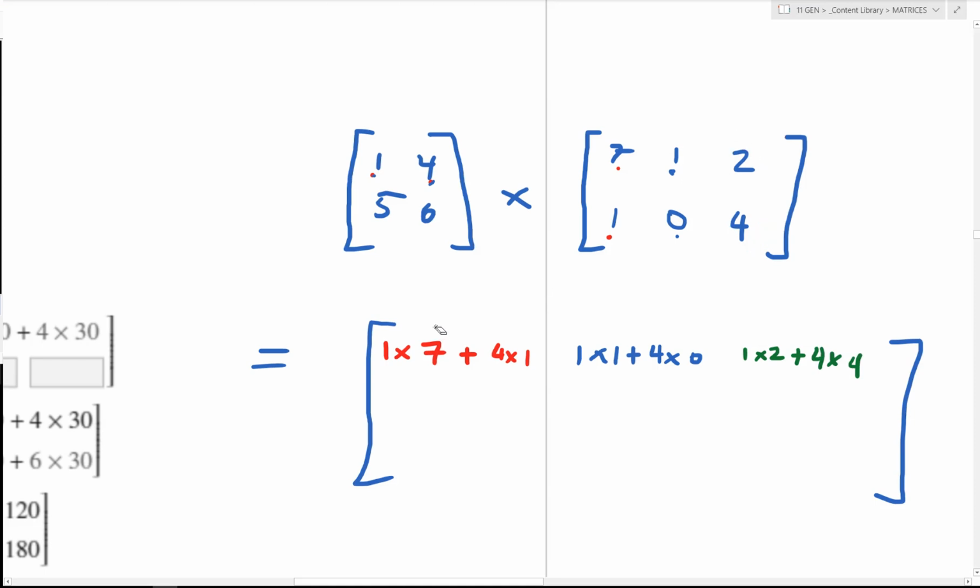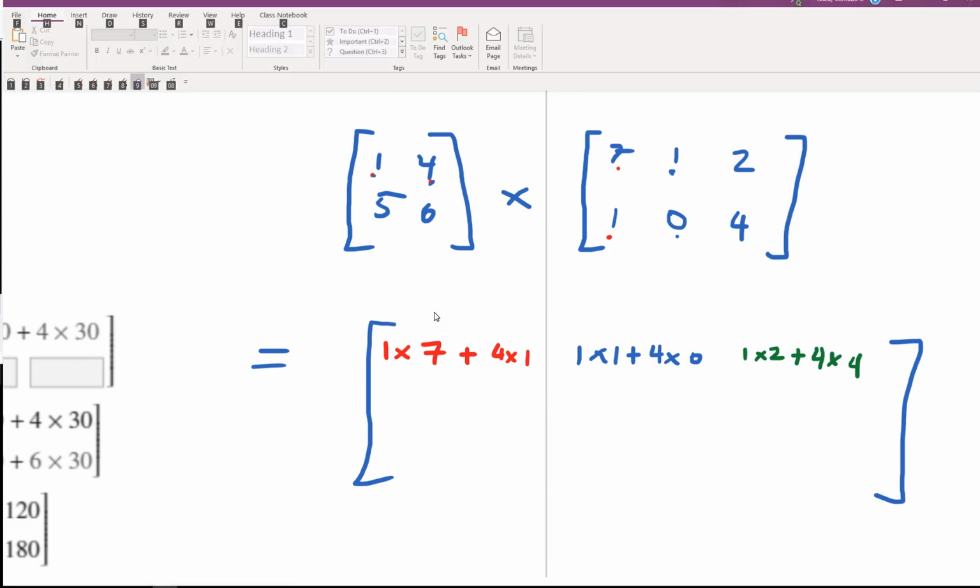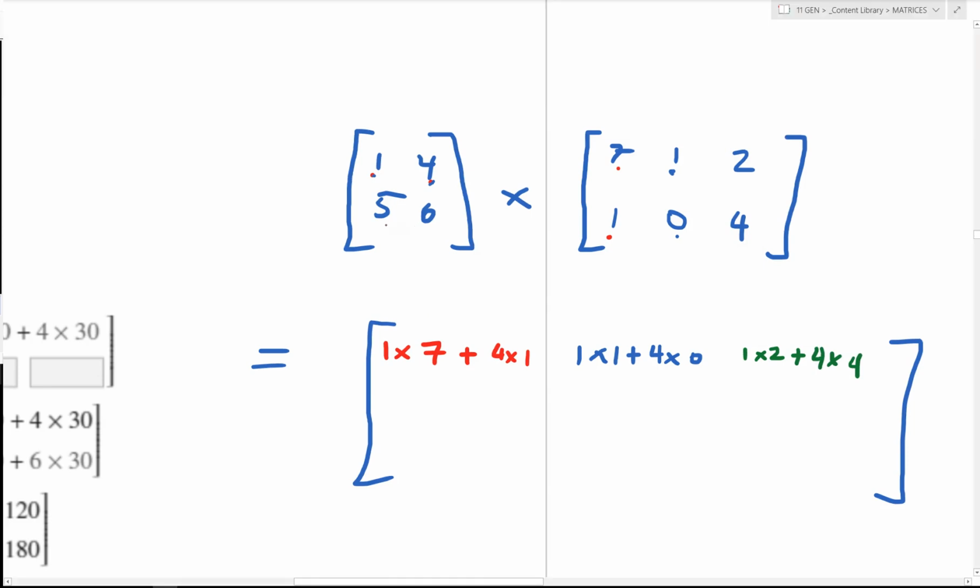So that's the first row of that matrix done. Now we do the bottom row with the columns again. It's always row by column, row by column. So this is 5 and 6 with the 7 and 1. Let's start with that. 5 by 7, let's not evaluate it yet, plus 6 by 1. That goes on the bottom row here.